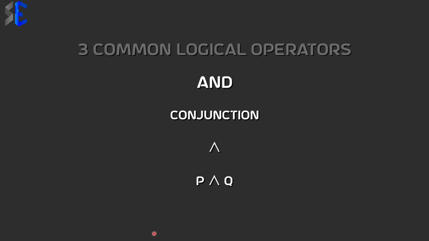So here's the second example, and the technical name for this is called a conjunction. And here's the symbol that represents it. It's kind of like an A, except without the horizontal line. And you would say this as P and Q. So let's just say that P is equal to Bob is 32 and Q is Bob likes pizza. You would say this as Bob is 32 and Bob likes pizza.